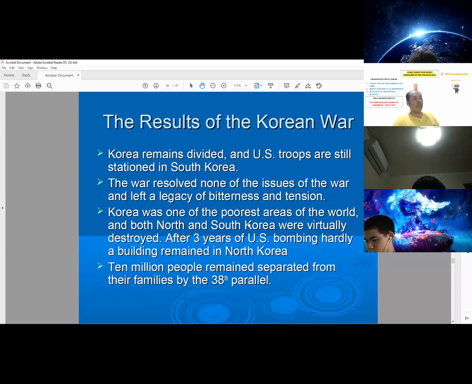Korea was one of the poorest areas of the world, and both North and South Korea were virtually destroyed. After 3 years of US bombing, hardly a building remained in North Korea. So it was really a rise from the ashes. 10 million people remain separated. That means the mother might be staying in North Korea, the son ran to South Korea, and then after so many years, they reconcile.